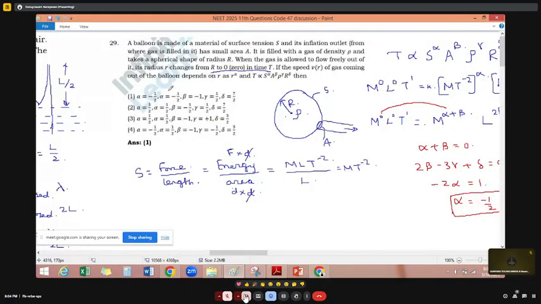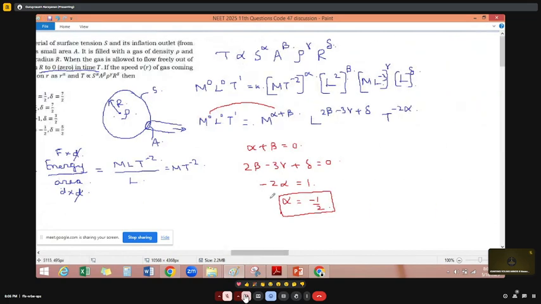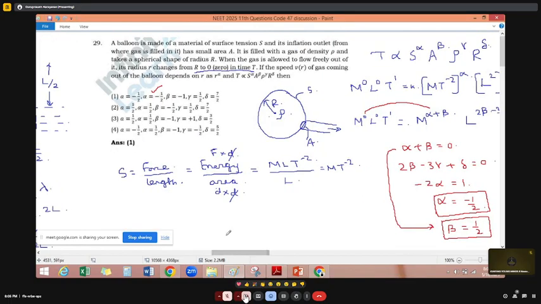I think I see only this one, right? No other option has minus 1 by 2. Maybe for checking, we can use one more check. If I substitute it here, beta will become plus 1 by 2, because alpha plus beta is equal to 0. So that means beta is equal to 1 by 2.